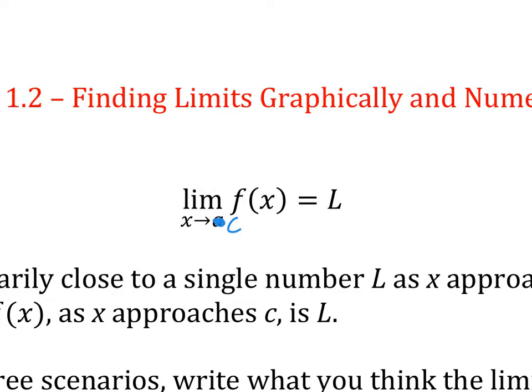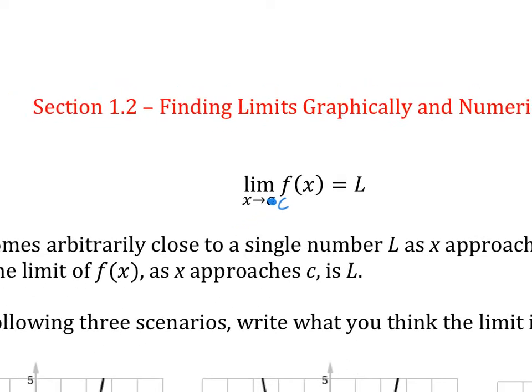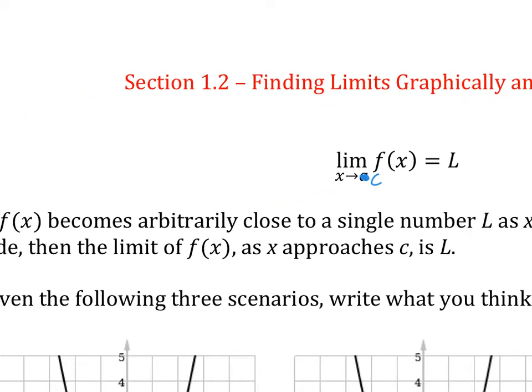Okay, so I'm going to show you three graphs. You're going to write down what you think the limit is based on your understanding of this definition. Remember, one of the most important parts of this definition is arbitrarily close. Arbitrarily close means it's getting close to, but it doesn't have to equal. So when x is trying to get to this number, it doesn't have to be at that number. It's just trying to get there, and then y goes somewhere. Please remember that definition.